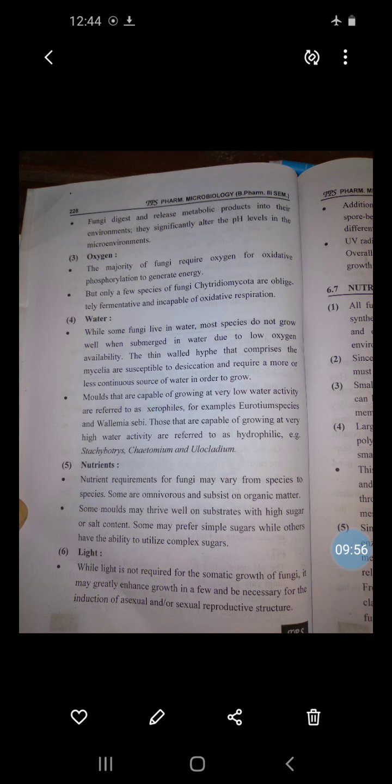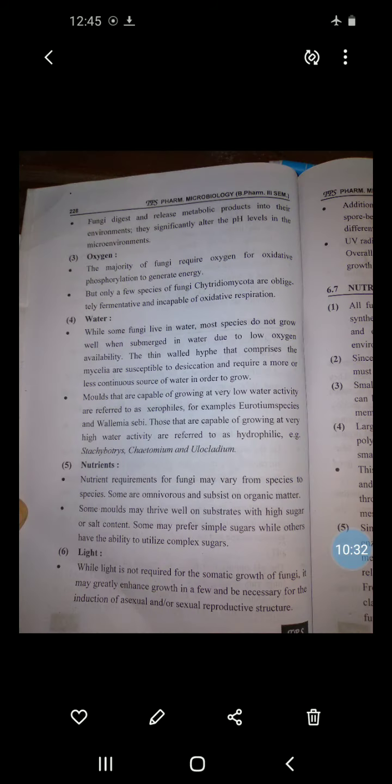Then the next factor is nutrients. The nutrients required for fungi may vary from species to species. Some are omnivorous and subsist on organic matter. Some molds may thrive on substrates with high sugar or high salt content, some may prefer simple sugars, while others have the ability to utilize complex sugars.